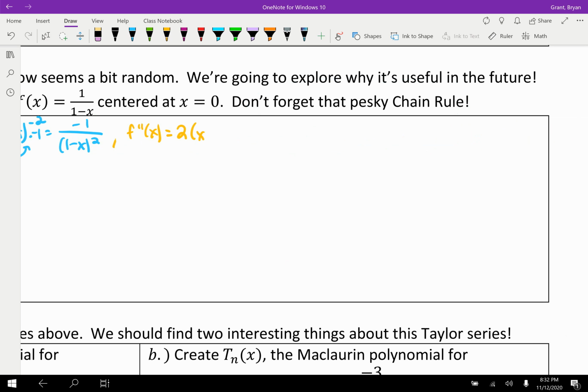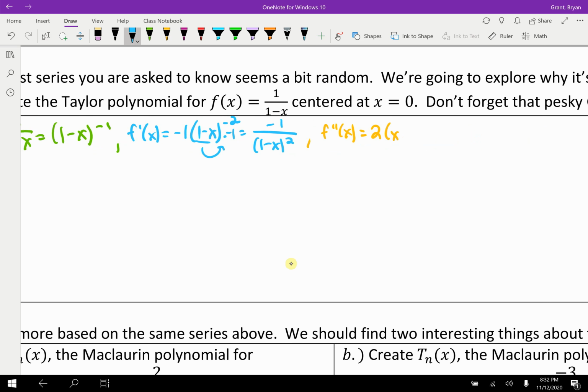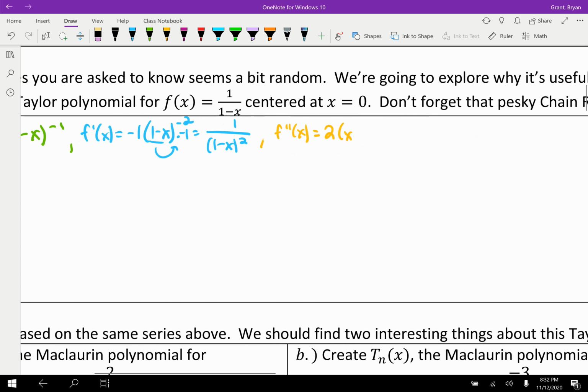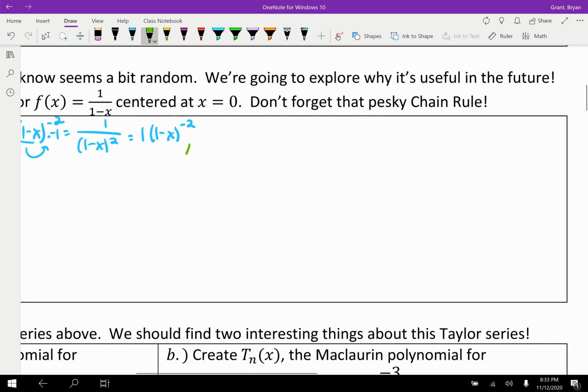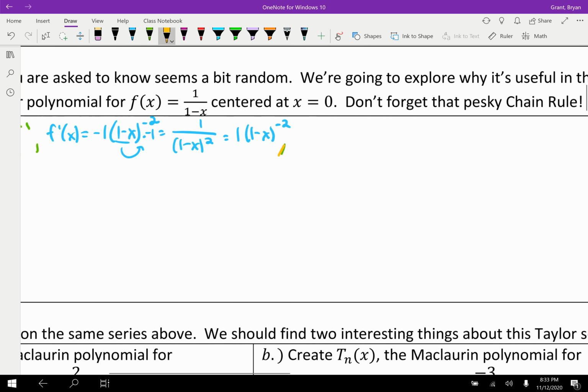Don't forget the chain rule. I'm like, what chain rule? That chain rule. The 2 negatives multiply and turn this back into a positive. Okay, third time's the charm. So really what I have then is the equation positive 1 times 1 minus x to the negative second. Okay, here we go. Third derivative. Nope, second derivative.